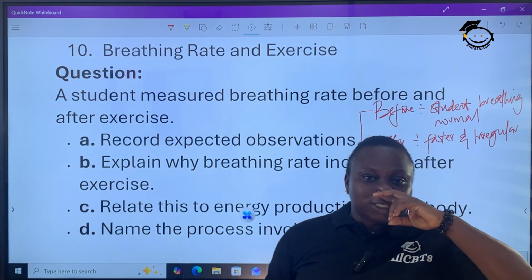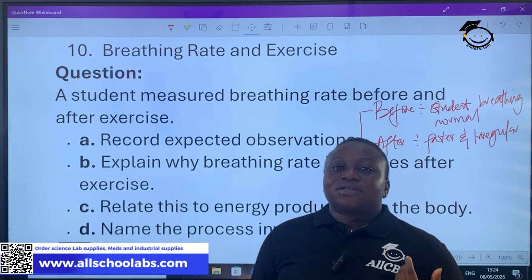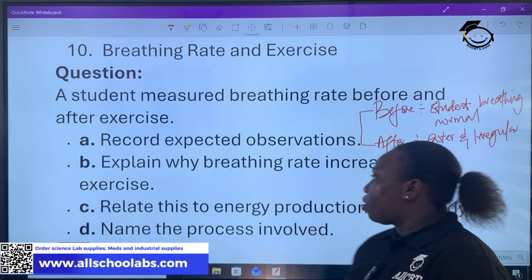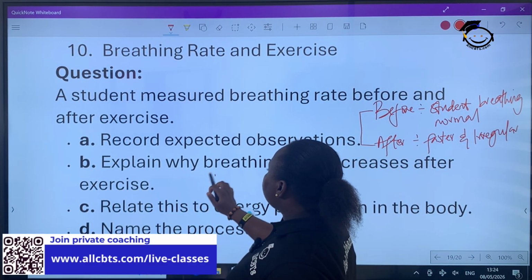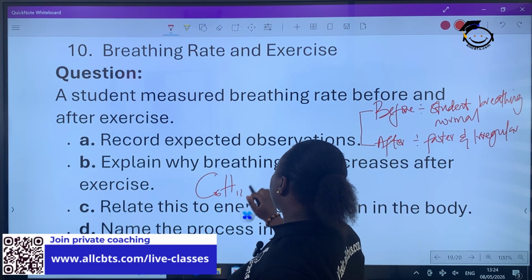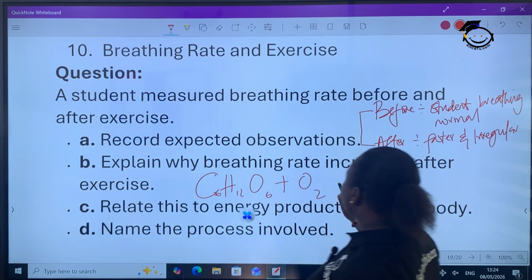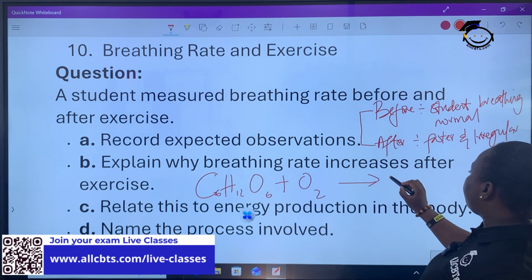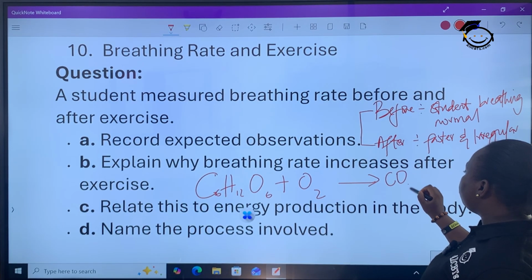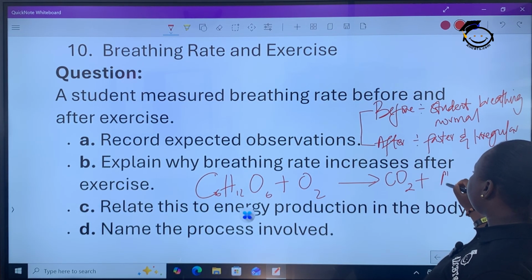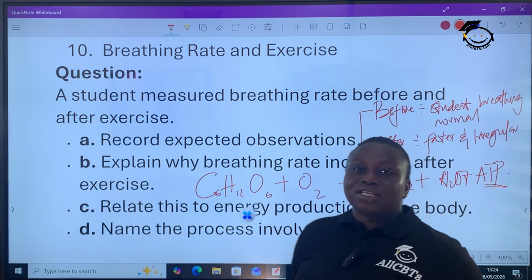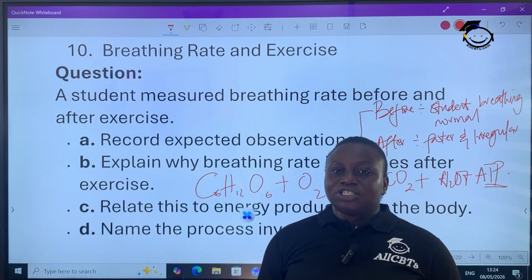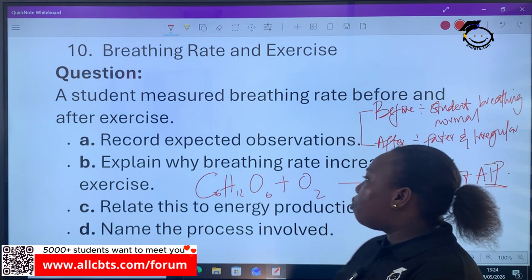Now, the reason why breathing rate increased is because you know that during respiration, the equation tells you that you need glucose plus oxygen to produce CO2 plus H2O plus ATP. Now ATP is energy. This ATP is the energy that we need to perform these exercises. It's a cellular kind of energy that we need to perform vigorous exercises.